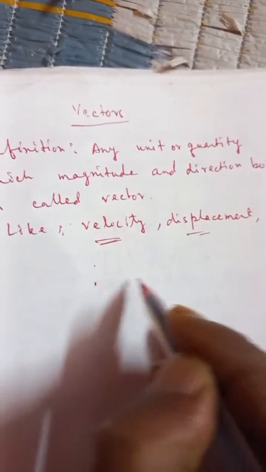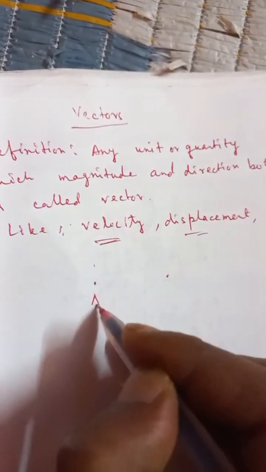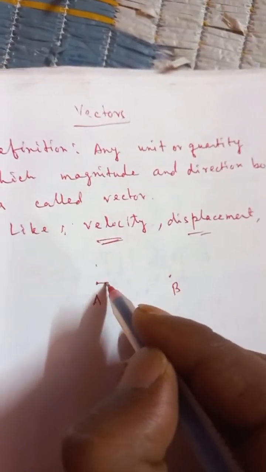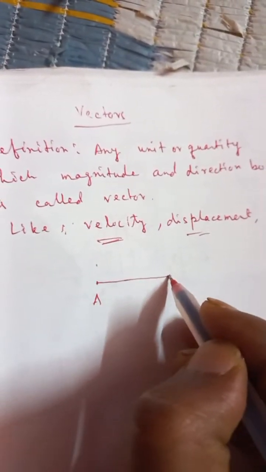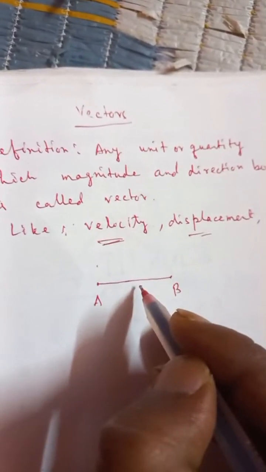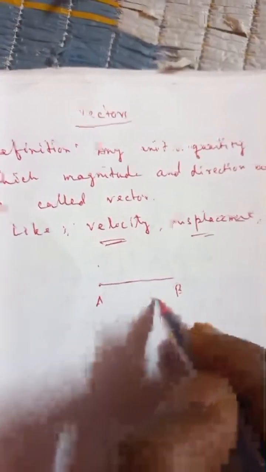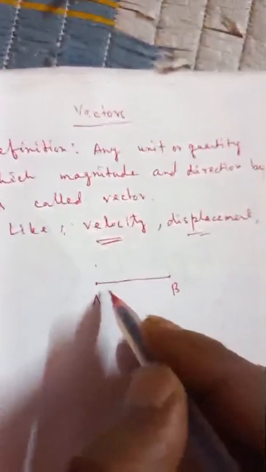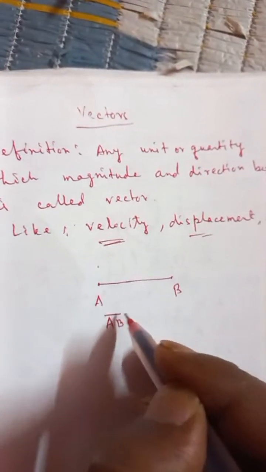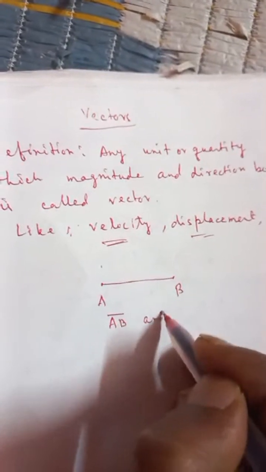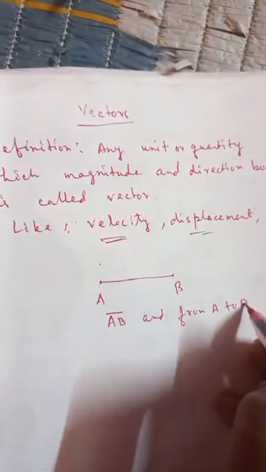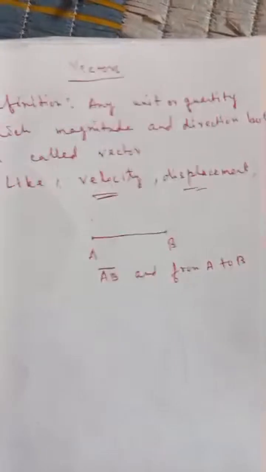From one point to another point, if one travels along a straight line, then the total distance it travels is called displacement. So it has magnitude also. Magnitude is the line segment AB and its direction is from A to B. So displacement is a vector.